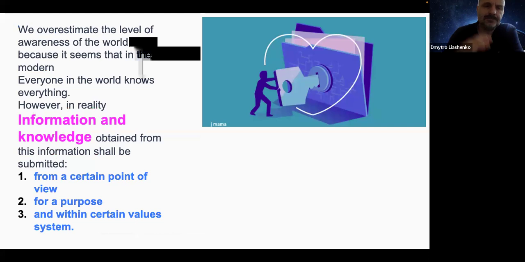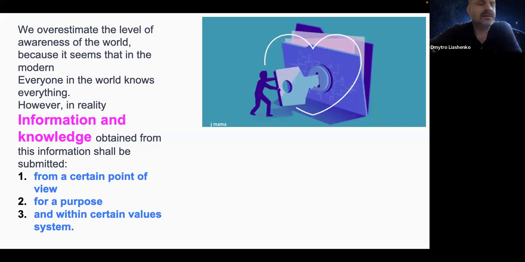Let's move on, and let's speak about ideas that are around us. Generally speaking, we overestimate the level of awareness of the world, because it seems that in modern society, everyone knows everything.